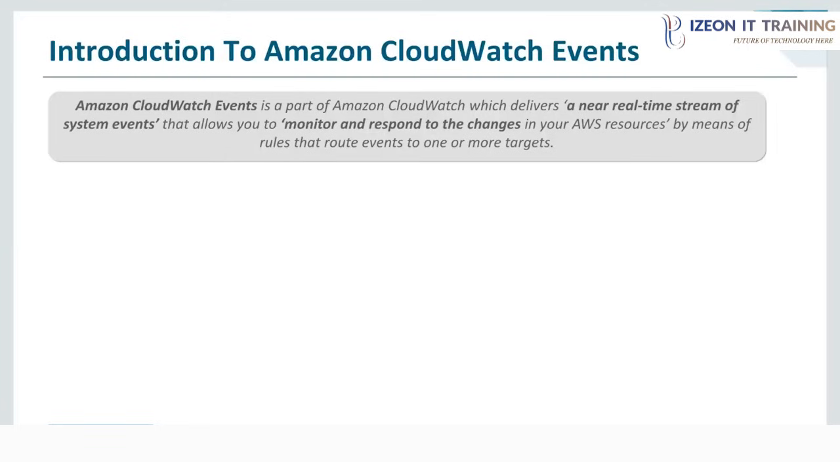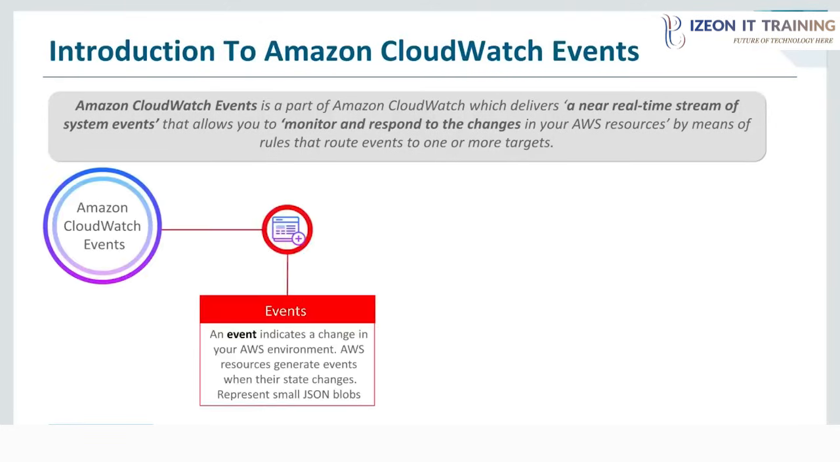So basically what Amazon CloudWatch events does is it delivers a real-time stream of system events that describe changes in your AWS resources. Now let's have a look at a few concepts related to CloudWatch events. Firstly, we have event here.